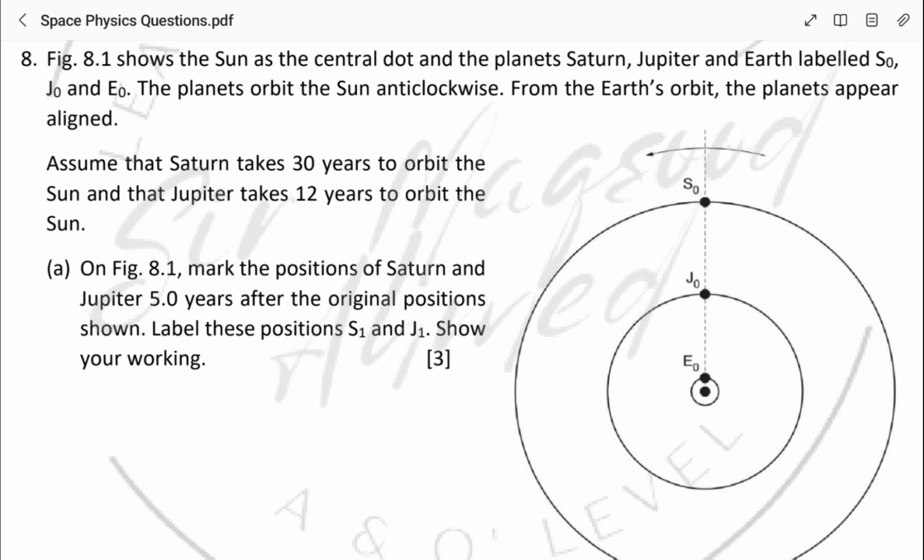Dear students, in this statement, the time period for Saturn to complete one cycle is 30 years and for Jupiter it is 12 years. So, as we know that in a complete cycle there are 360 degrees. Now we will find the position of Saturn and Jupiter by calculating the angle after 5 years.